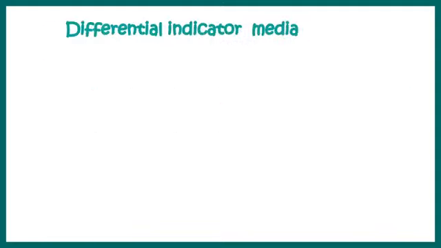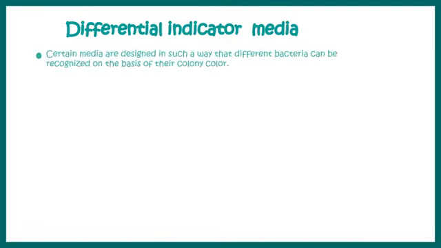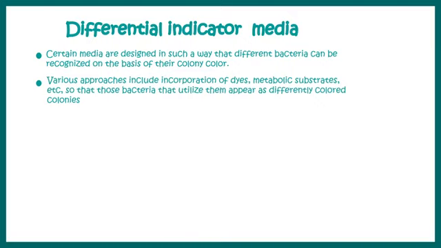Now let's talk about another differential media, and this media is known as differential indicator media or chromogenic media. These media are designed in such a way that different bacteria can be recognized based on their colony colors. So obviously chromogenic substrates are used. Upon metabolism, bacteria produce different colors. So in simple words, different bacterial colonies on the same plate would have different colors, and based on that we can discriminate them.